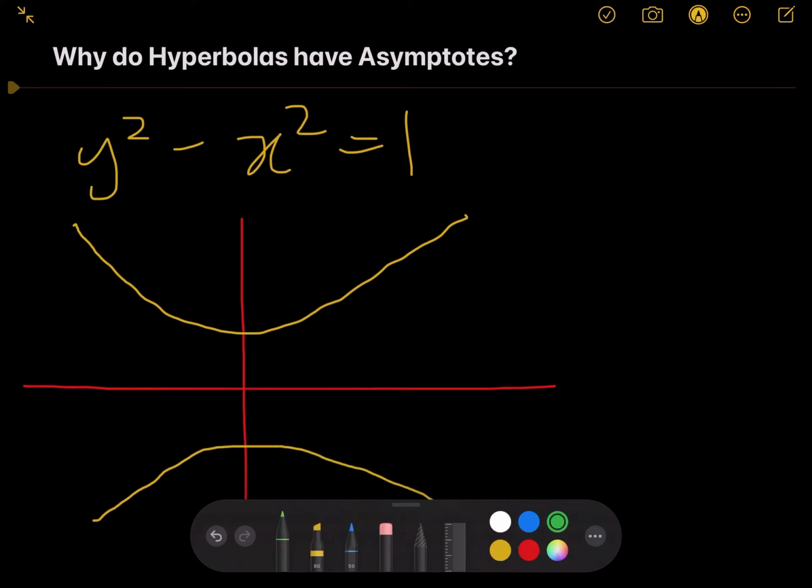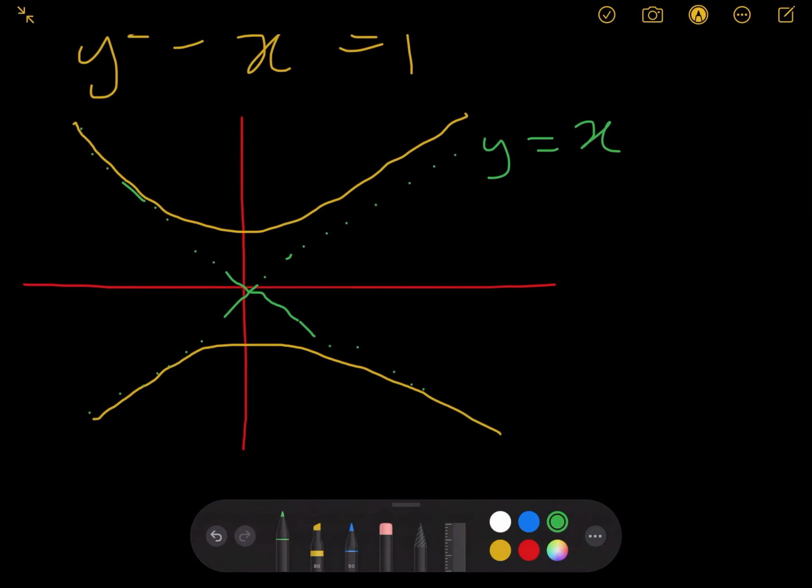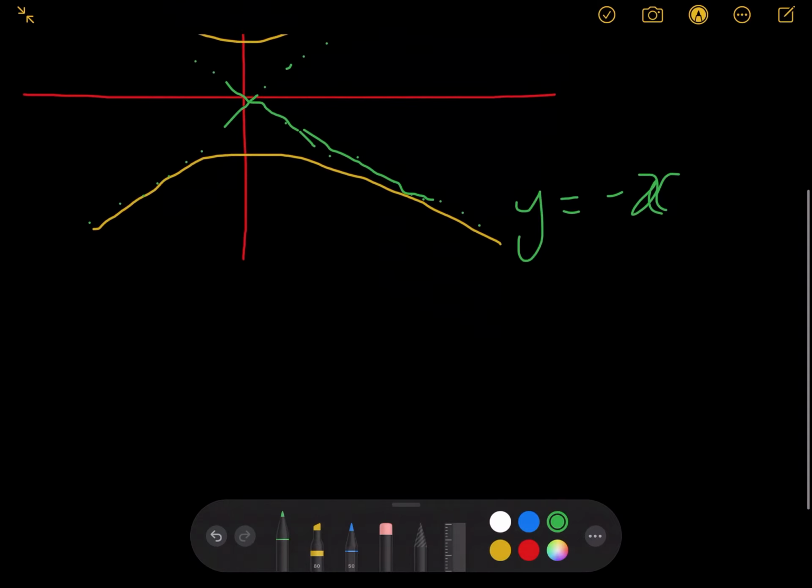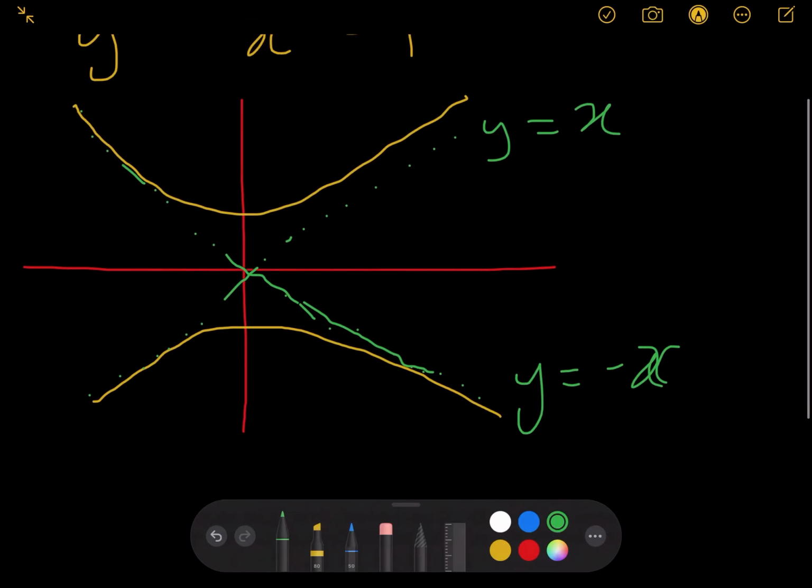And these hyperbolas have asymptotes. That's not a very good asymptote. It's a very rough sketch of an asymptote. But yeah, these are the two asymptotes. This one has equation y equals x. And this one right here, the other asymptote that really shouldn't be touching the graph, but kind of is because my drawing is terrible, has equation y equals negative x. So why does a hyperbola have these asymptotes?